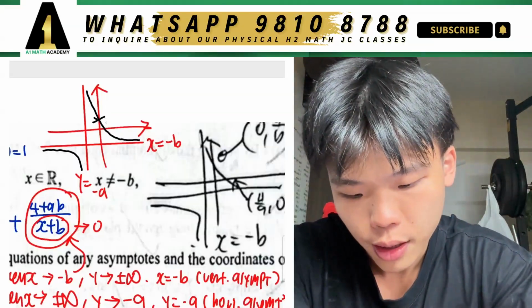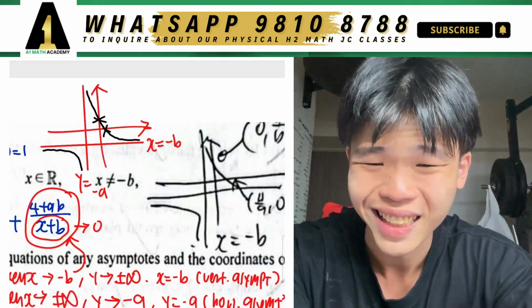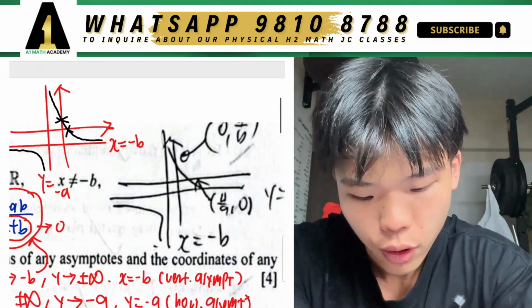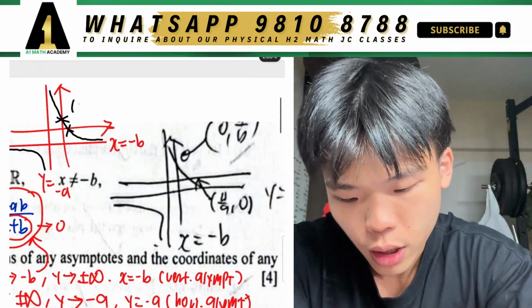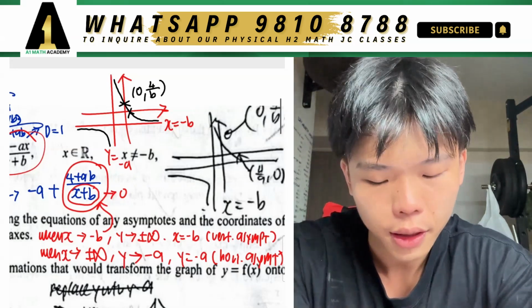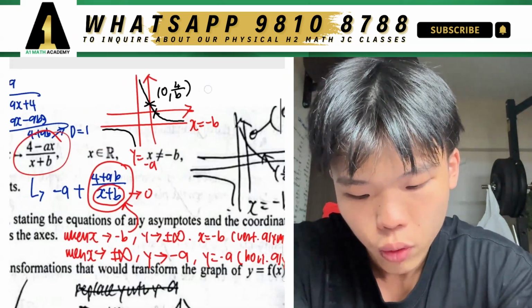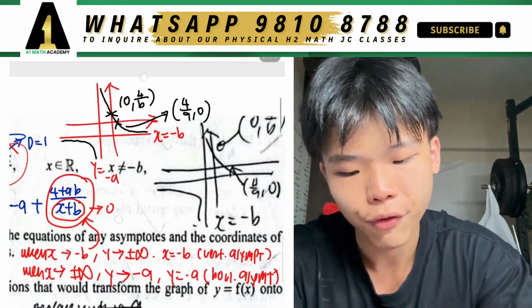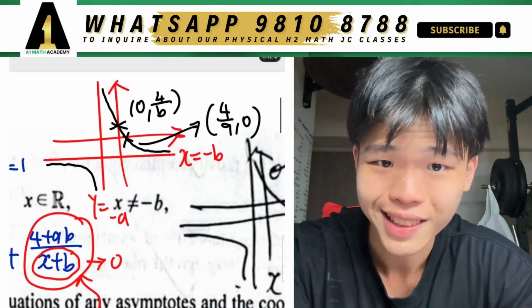And then from here, you can see that there's two intercepts, x-intercept, y-intercept. And how you do that, you just sub x equals to 0, you sub y equals to 0, right? So when x equals to 0, you get (0, 4 over b), and then when y equals to 0, you get (4 over a, 0). So that's the final answer to the first part over here, right? It's just sketching of the graph.